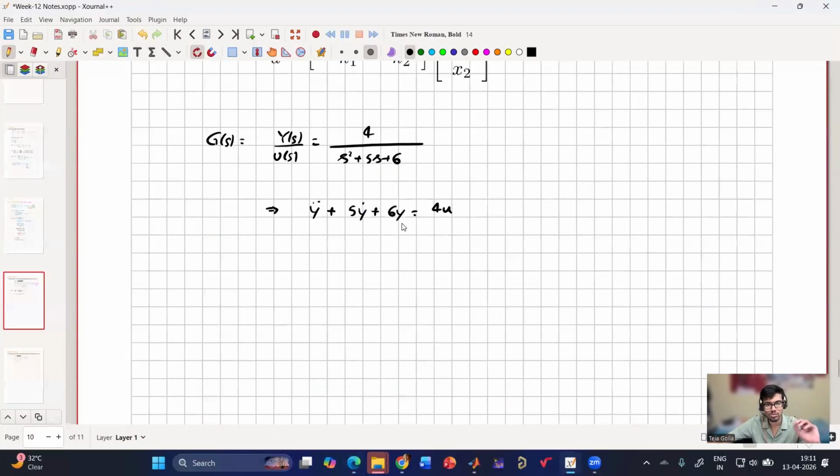Okay, so x1 is y, and then x2 is y dot, and then x2 dot will be y double dot. So it's a second order system, right? So we should not consider x3 because there is only y double dot in the system. That's not what we'll be doing, because we have to see the order of the system. The order of the system is 2.